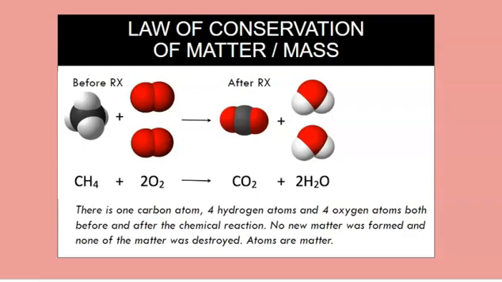And once we do this, we're going to need to start with 2 oxygen molecules in order to have 4 oxygen atoms to make CO2 and 2 H2Os. So in this equation, once we balance it, no new matter was formed and none of the matter was destroyed. In this case, atoms are the matter. That means this equation is balanced.